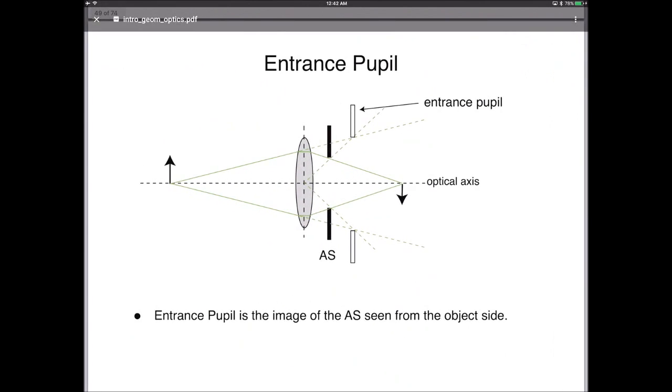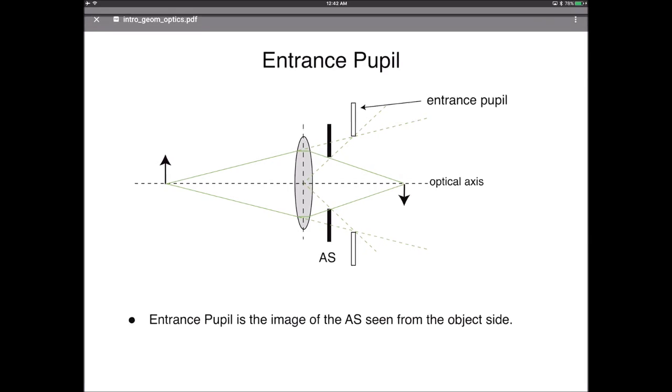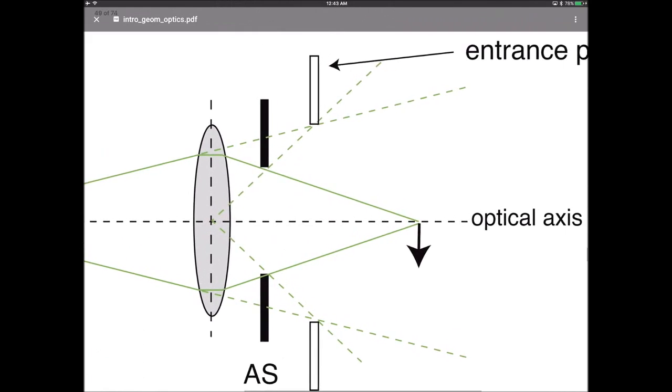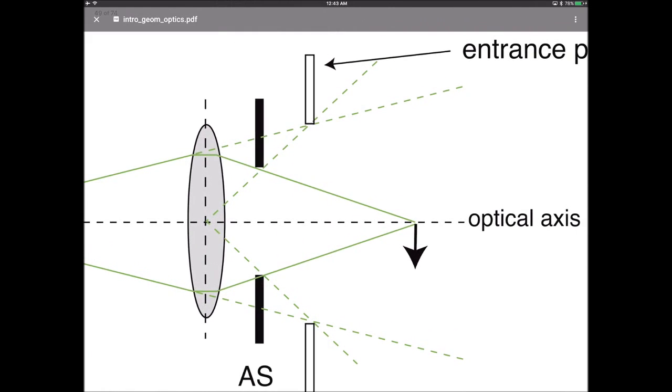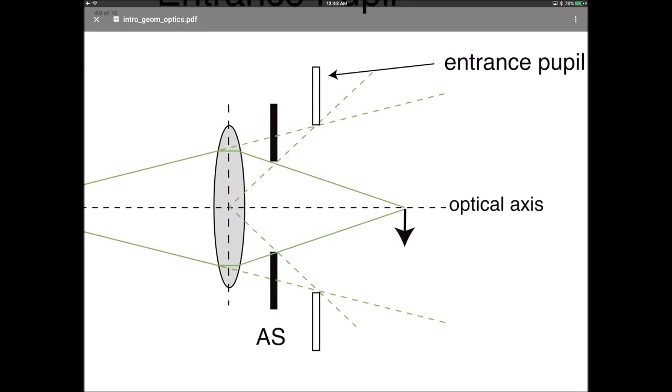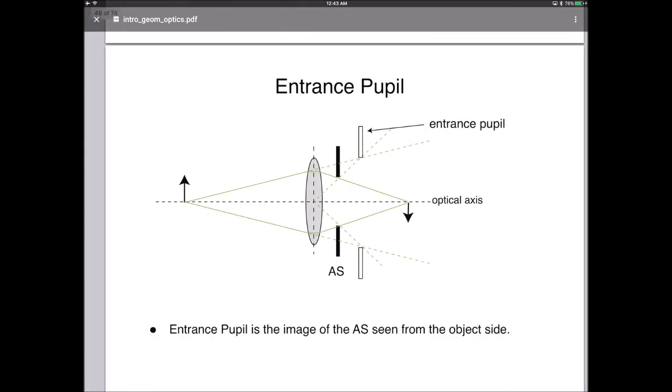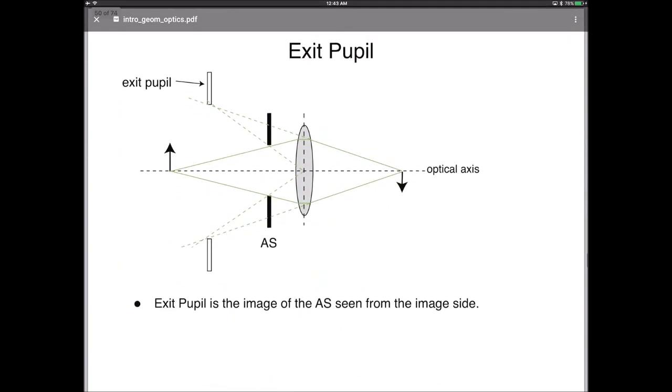Okay, so entrance pupil. The entrance pupil is defined as the image of the aperture stop as seen from the object side. So if you're looking through the lens from the object side, all the light rays that are being blocked by the two ends of the aperture stop, your eye will trace out and give you a virtual image of the aperture stop. This is called the entrance pupil. The reverse case gives you the exit pupil, where you see the image of the aperture stop as seen from the image side.